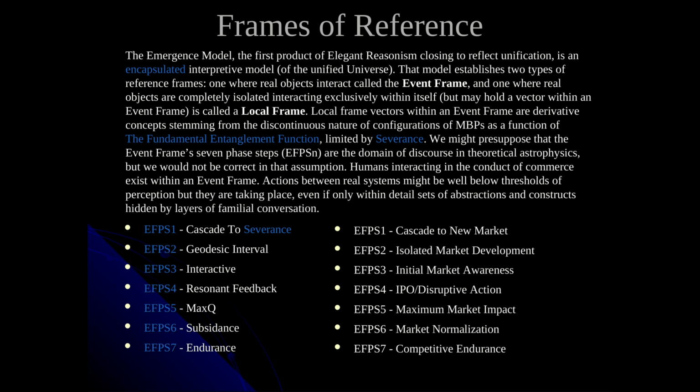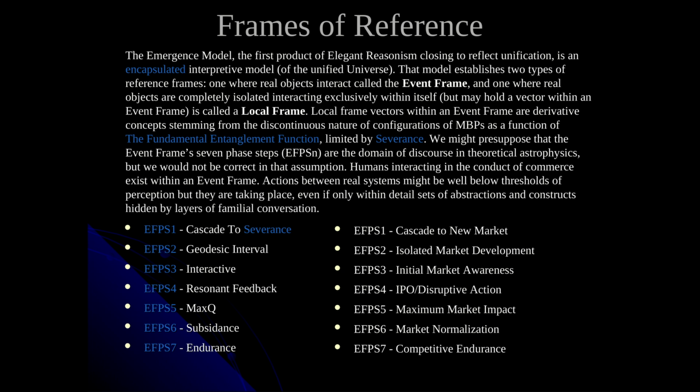But the first one is, I guess we need to probably back up. The emergence model has as its precept something called the most basic particle, the MBP, and everything else is derived from the intrinsic nature of that particle. The 2 primary processes derived from that nature are the fundamental entanglement function, which is the build process, and it is limited by the other process that we call severance. And so EFPS1 is the cascade towards severance, and it is the intrinsic nature of MBPs that is why time is constant, why the arrow of time is always positive.